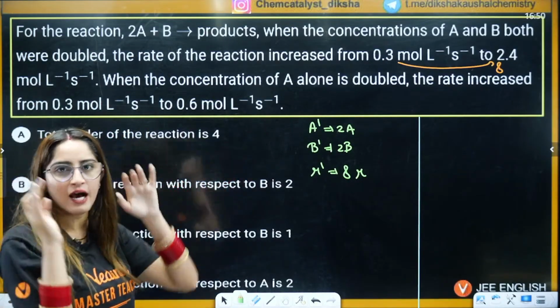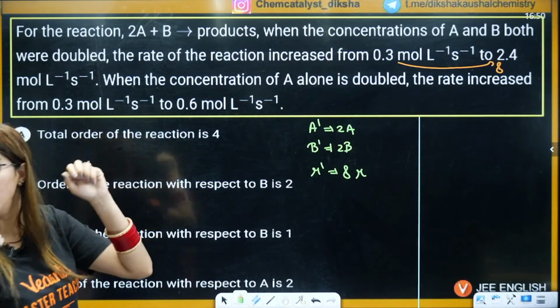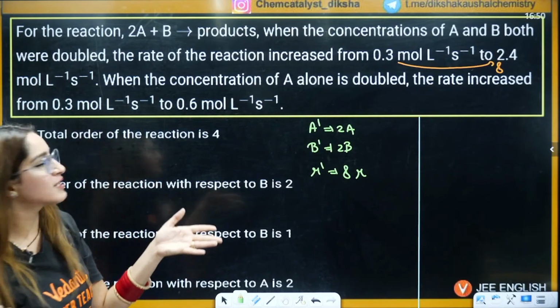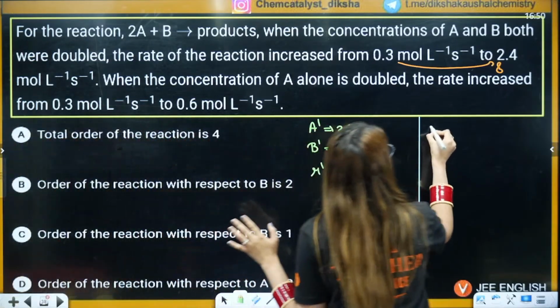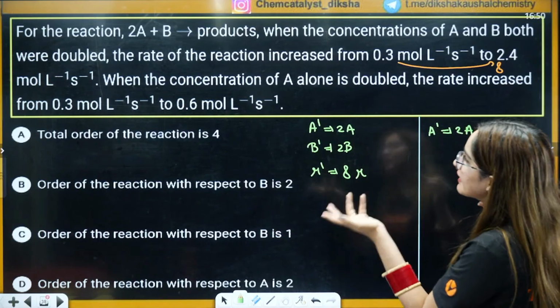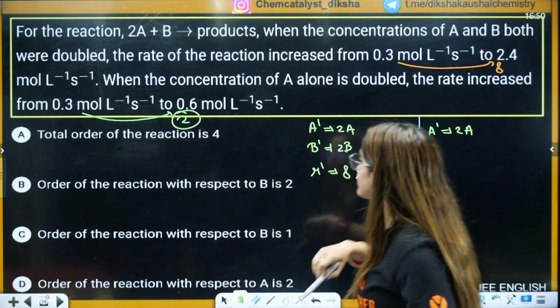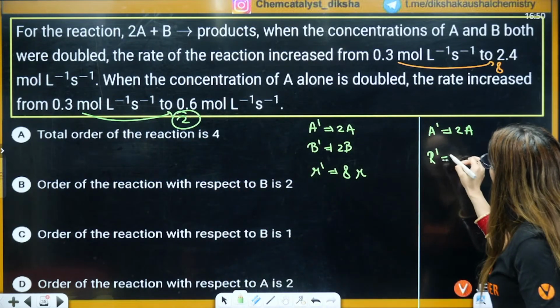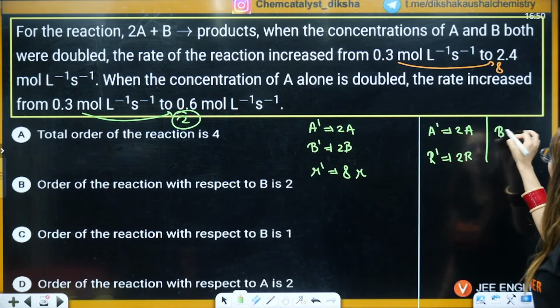Till here, we are still blank. So we'll talk about the next point here. When the concentration of A alone is doubled, only A concentration is doubled. In that case, the rate increases by 2 times. Now, this will give you the answer. R dash is equals to 2R. Here, can I write that B is constant?